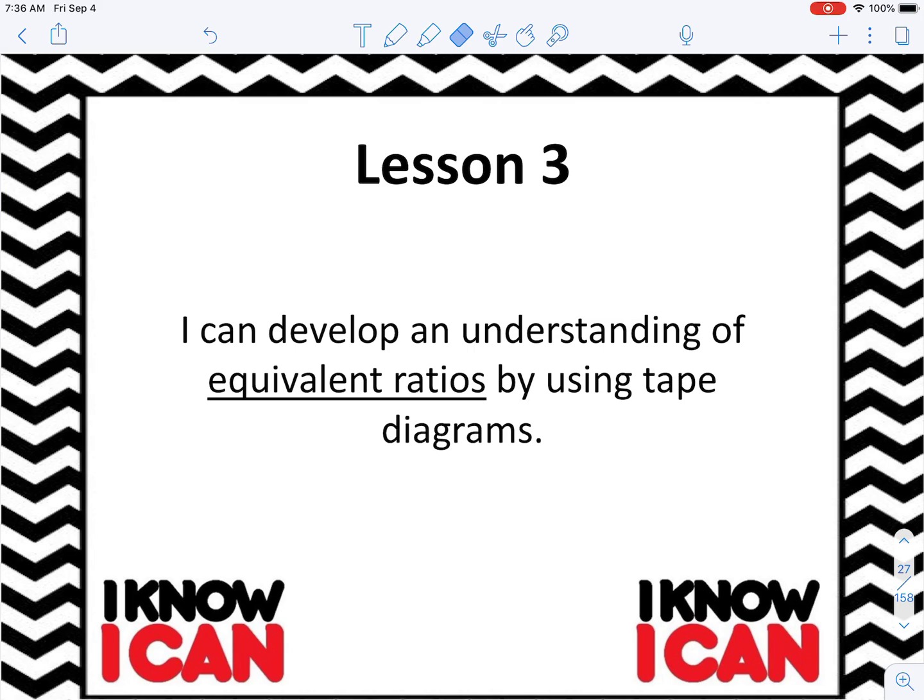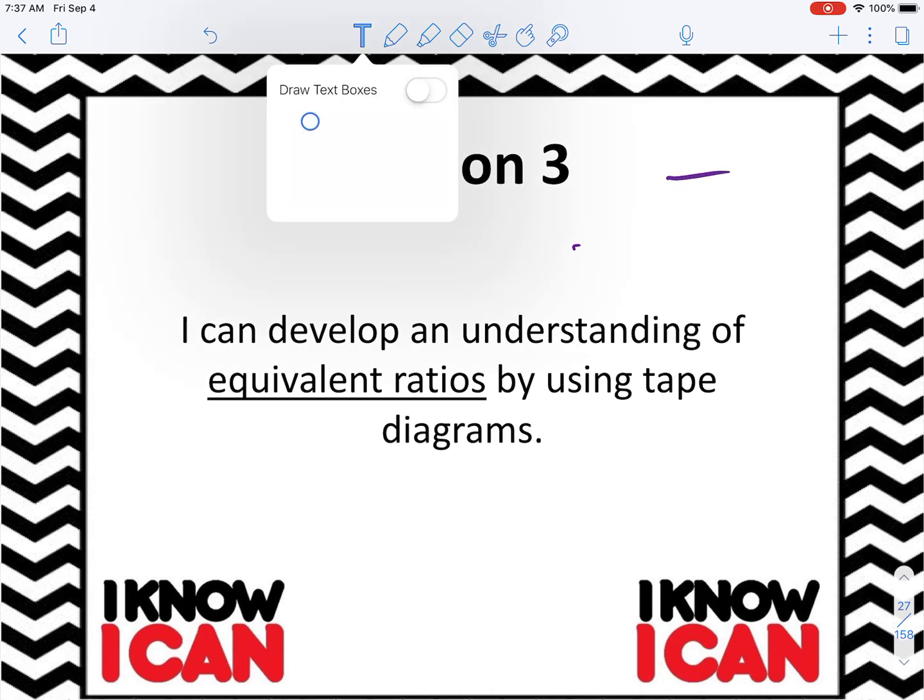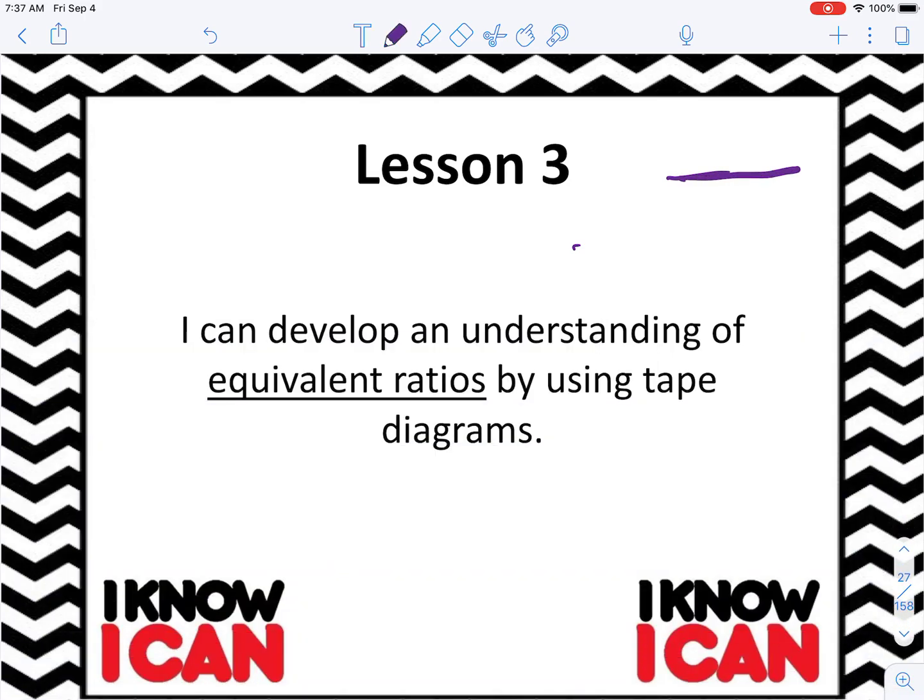Today we are doing lesson 3. Our objective for today is I can develop an understanding of equivalent ratios by using tape diagrams. Okay, a little bit of review there. Remember when we were making tables that looked like this, and we had 2 to 3 for the ratio 2 to 3, and then we would just count up.